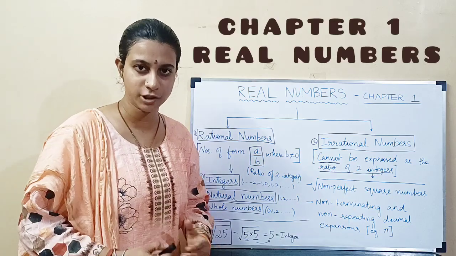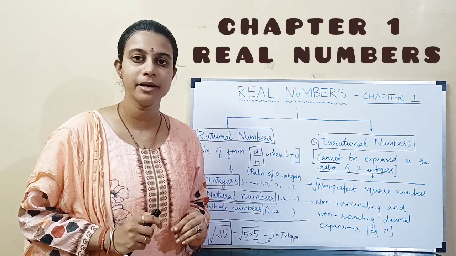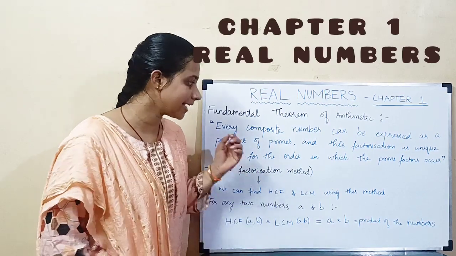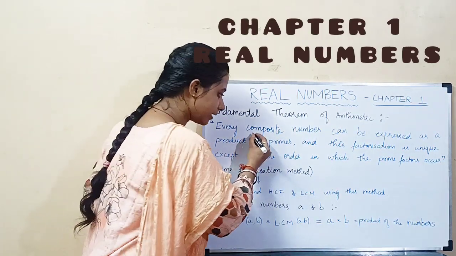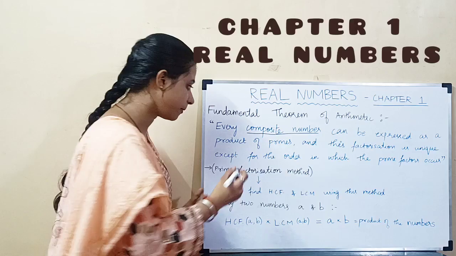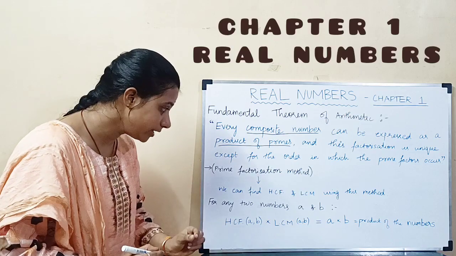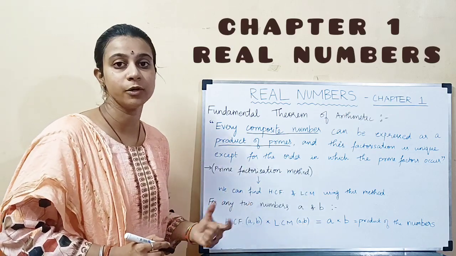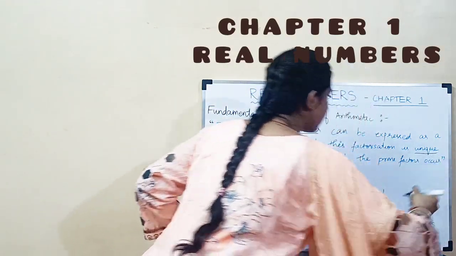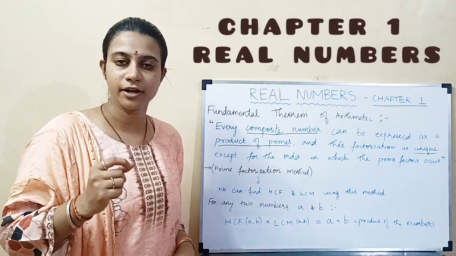Now we will get into the actual chapter, in which the first topic we are going to see is the fundamental theorem of arithmetic. The fundamental theorem of arithmetic states that every composite number can be expressed as a product of primes, and this factorization is unique except for the order in which the prime factors occur. So, we say that every composite number can be expressed as the product of primes.